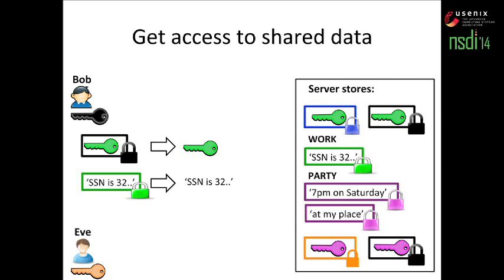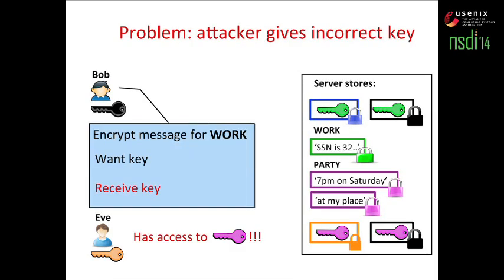But a malicious server attacker colluding with Eve could give access to Eve to the chat work. And here is why. When Bob wants to encrypt a new sensitive message for the chat work, he asks the server for the key of chat work. But the server is going to give him the key for the chat party. So Bob is going to encrypt this sensitive message with the key for the chat party, which Eve has access to. So Eve can decrypt that data.